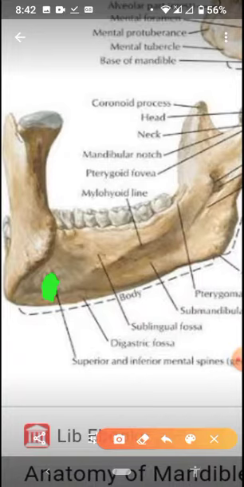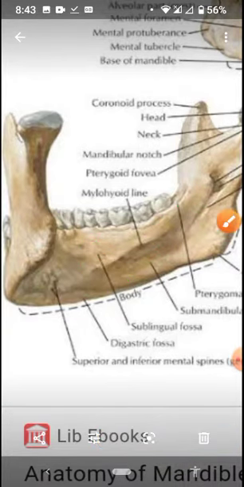After the mental spine you can see the mylohyoid line. This line is an elevation on the bone. Maybe you can feel that there is some elevation on the bone, and it's called the mylohyoid line. Some depressions are present around the mylohyoid line.